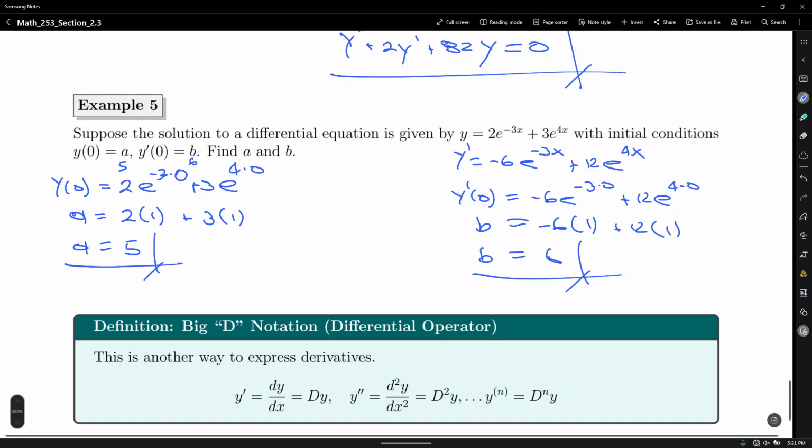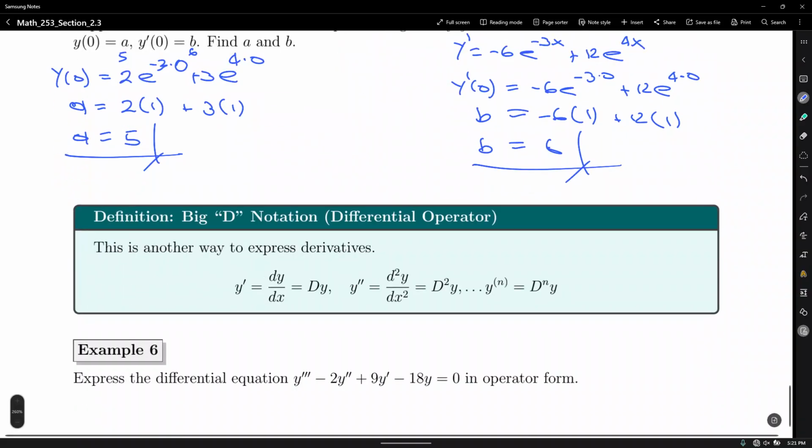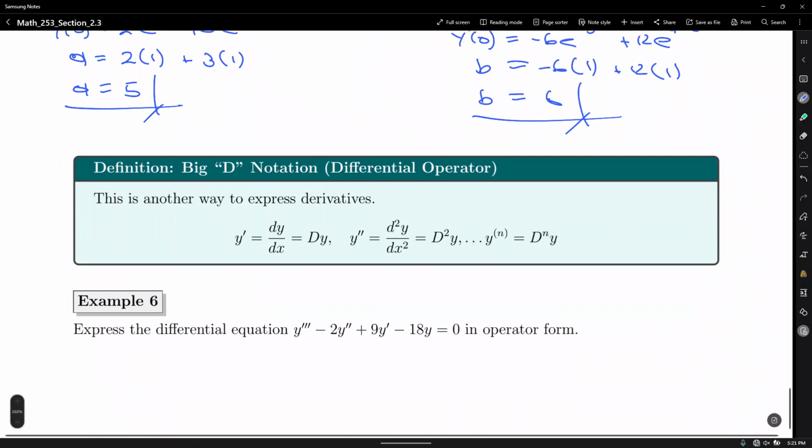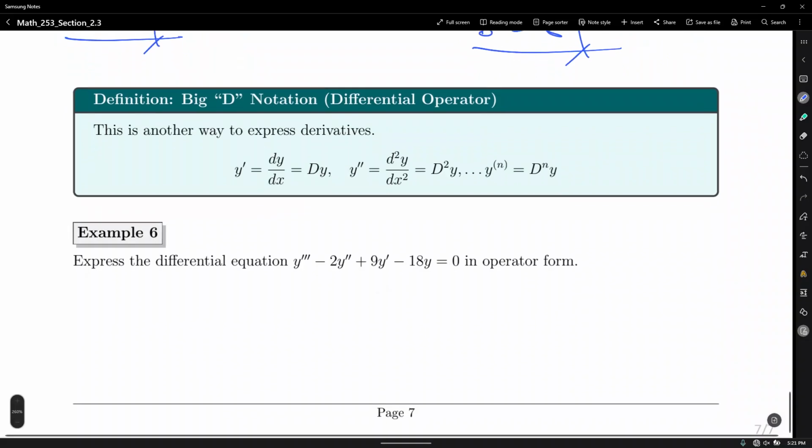Okay, guys, there's one more piece of information. The next piece of information is the notation, the big D notation, which is a differential operator. That's something we're going to get more in depth at the end of the chapter, maybe at the very end, when we look at the operator method to solve differential equations.